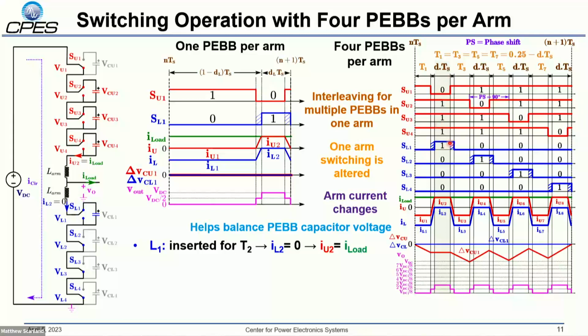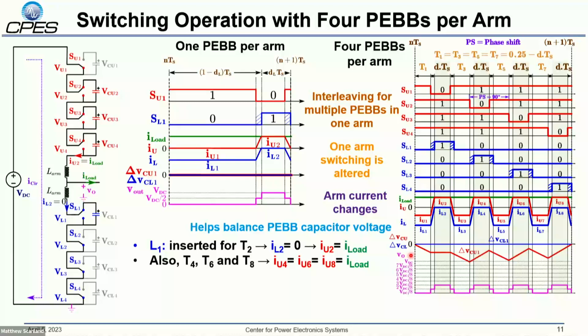The idea here is that you have, let's look at cell L1, for instance, which is inserted for a very short time period. We learned from our previous discussion that if something is inserted for a short time period and we would like to maintain its deviation at 0, we maintain the current through it at 0. So IL2 turns out to be 0. A similar process can be repeated for the other 3 cells in the same arm.